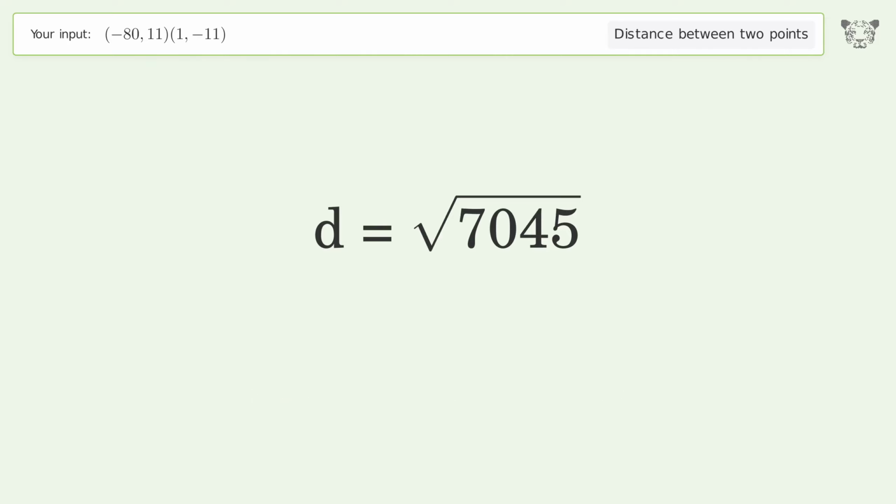And so the distance between the 2 points is the square root of 7,045 or 83.934.